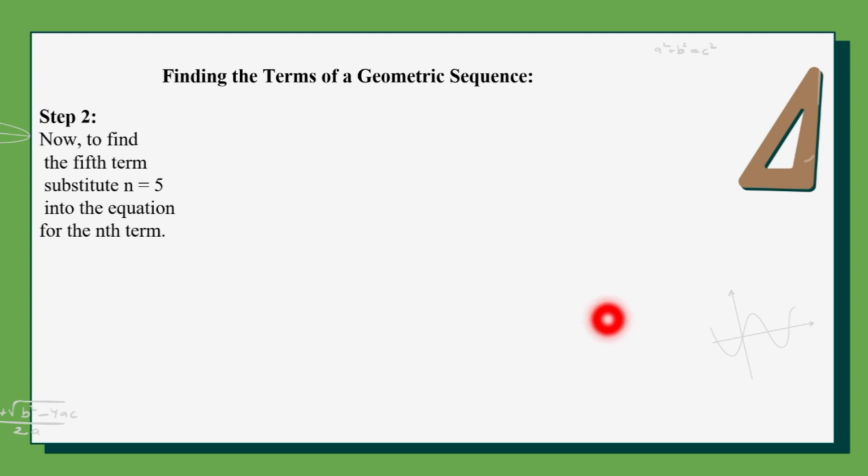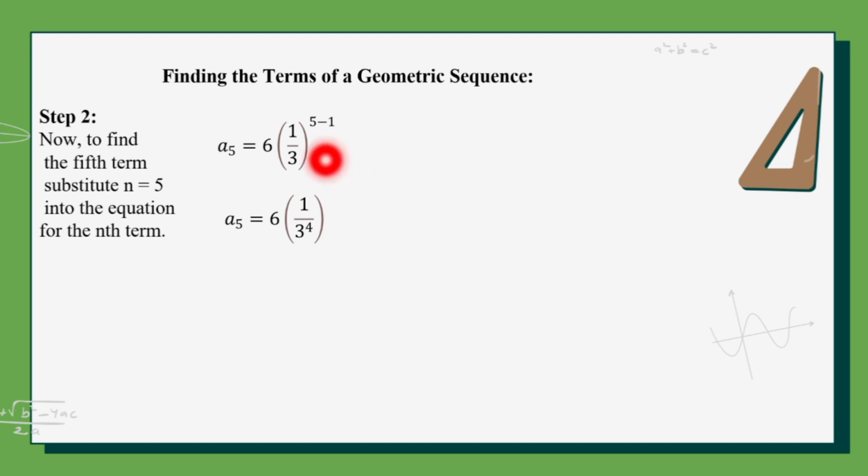Step 2. Now, to find the fifth term, substitute n is equal to 5 into equation for the nth term. So, upang mahanap natin yung fifth term, kailangan natin i-substitute yung n as 5. So, parang ganito siya, guys. Yung a sub n natin, ilalagay natin yung 5 at dito rin. So, paano siya, guys? Bakit nawala yung 5 minus 1 dito?